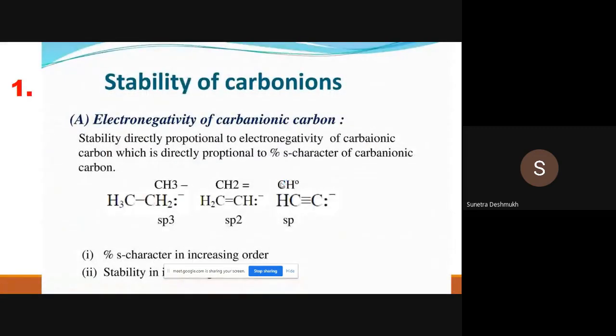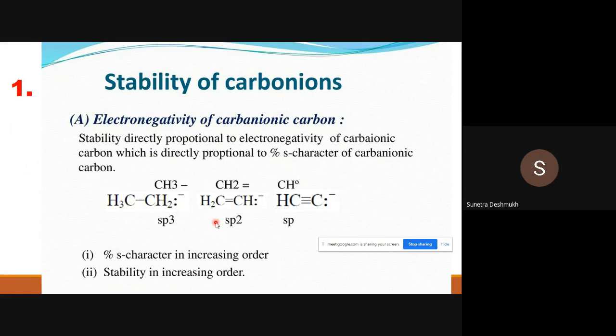So the first factor is the electronegativity of the carbanionic carbon. The stability depends upon the hybridization of that particular carbon atom. Different hybridizations lead to different geometries of the carbanion, and the same point explains how different hybridizations are responsible for the stability of carbanions. The stability is directly proportional to the electronegativity of the carbanionic carbon, which is directly proportional to the percentage of s character of the carbanionic carbon.